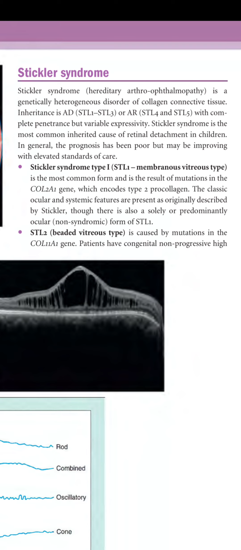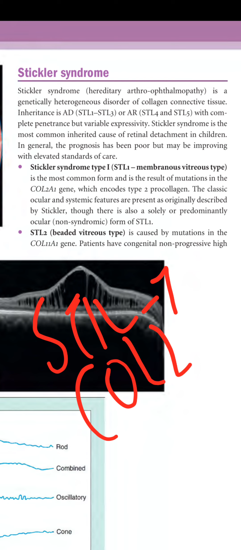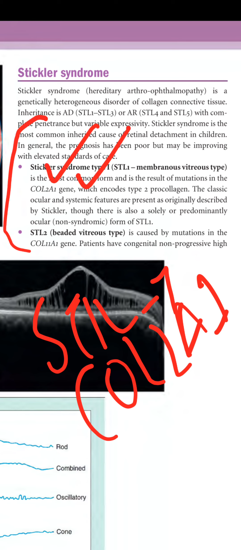Stickler syndrome type 1, STL1, membranous vitreous type, is the most common form and is the result of a mutation in the COL2A1 gene, which encodes type 2 procollagen. So STL1 basically has a genetic mutation in the COL2A1 gene. The classic ocular and systemic features are present as originally described by Stickler, though there is also a solely or predominantly ocular form of STL1. So both the classic ocular and systemic features are present in STL1.